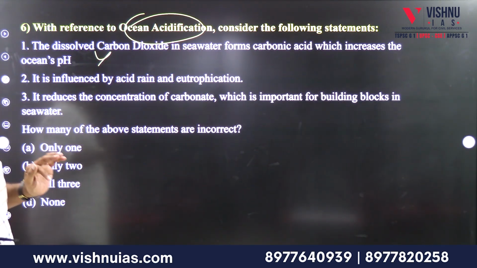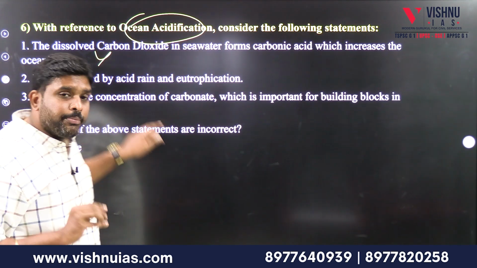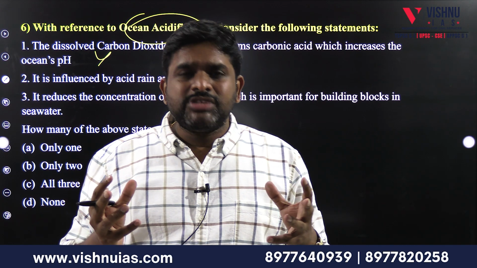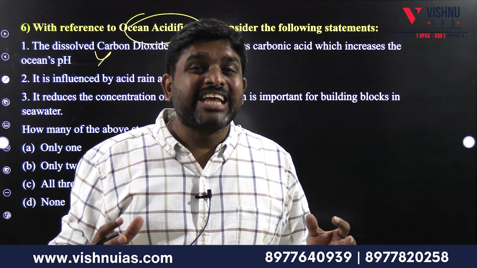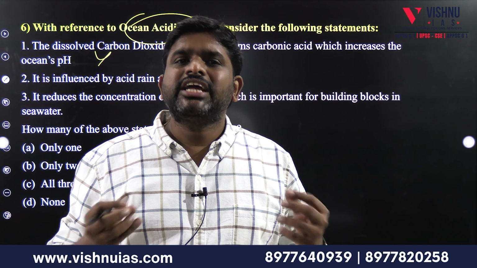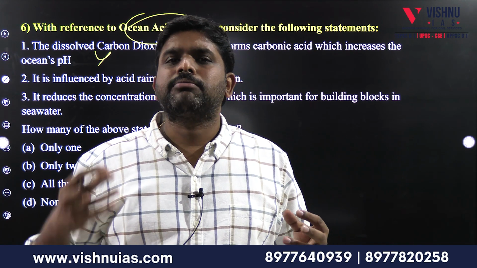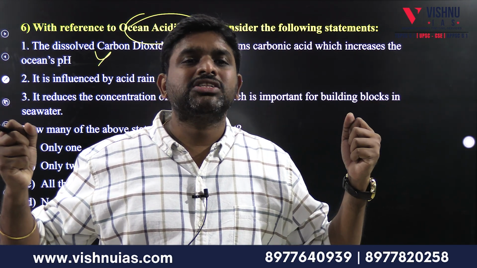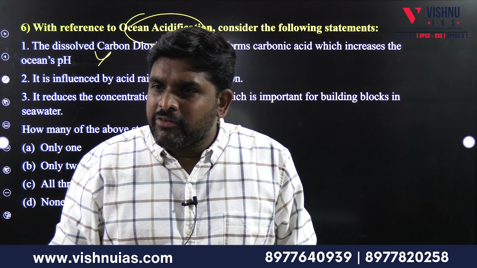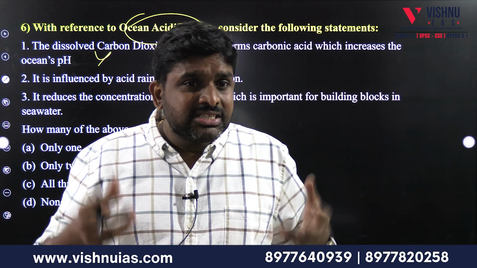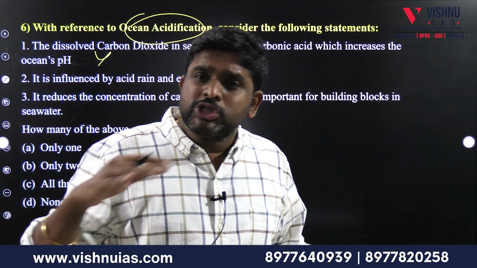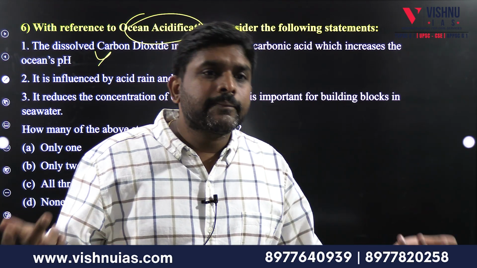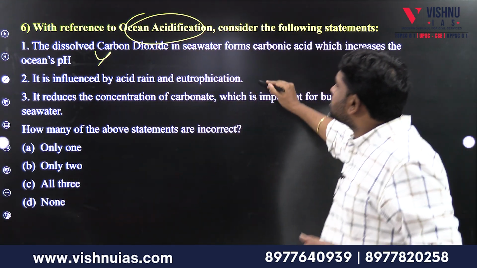It is influenced by acid rain and eutrophication. Yes, obviously it is influenced by acidic rain. What is acidic rain? The emissions are mainly sulfur dioxide and nitrous oxides, released mainly from thermal power plants or vehicular emissions, which go into the air and mix with oxygen and water vapor, resulting in acidic rain. So acidic rain is acidic in nature. Because of eutrophication, chemicals enter into the ocean. So both result in ocean acidification. So this is also correct.